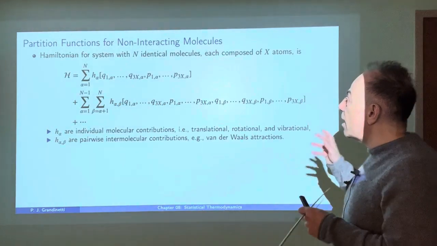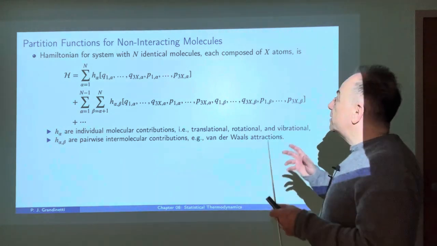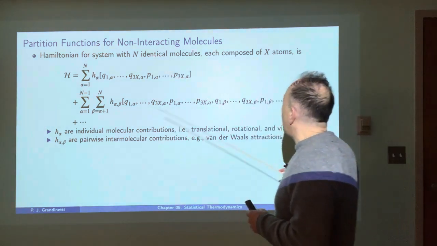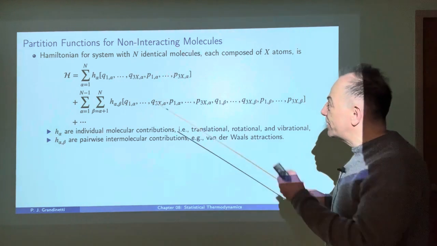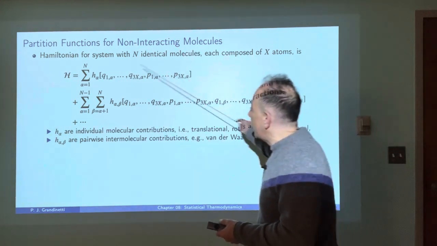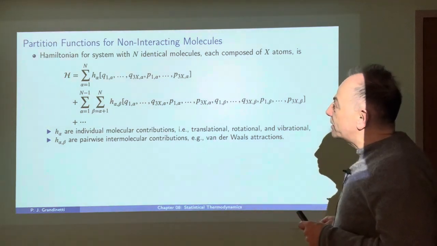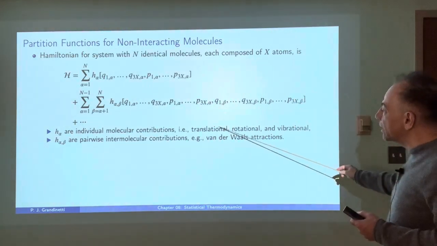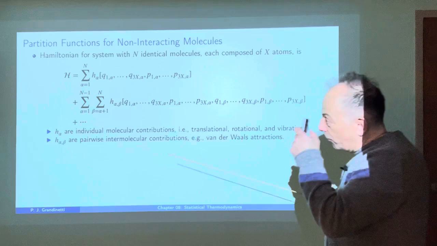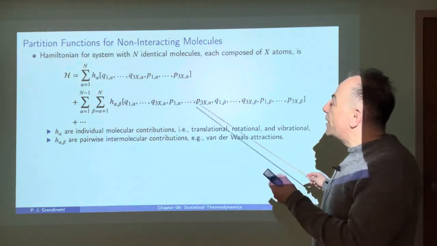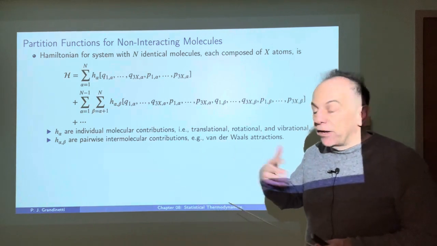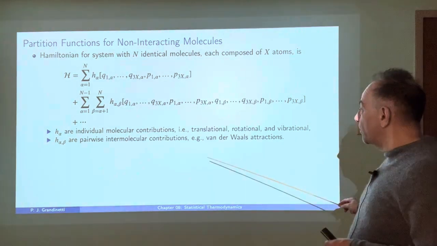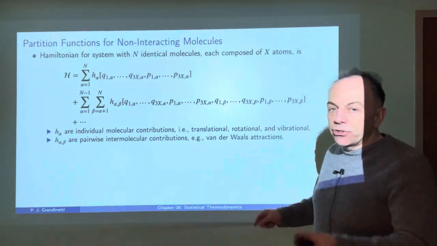But first of all, let's talk about what the Hamiltonian for this system might begin with and what approximations we're going to make. If we have a system of N identical molecules, each having x atoms, then we would write out the Hamiltonian looking something like this. There would be the first term, which would be the individual molecular contributions, so the translation, rotation, and vibrational motion for each of the molecules by themselves. But then we would have the interactions between the molecules showing up as contributions to the Hamiltonian. So here I've added the pairwise intermolecular contributions. This would be like the van der Waals attractions, repulsions, and things like that.